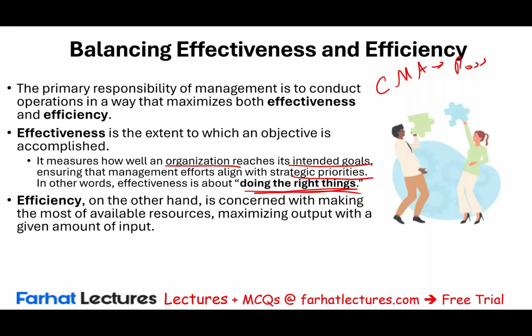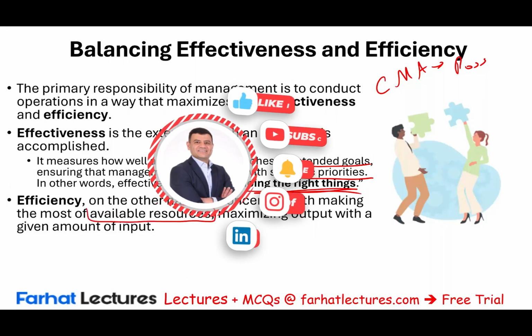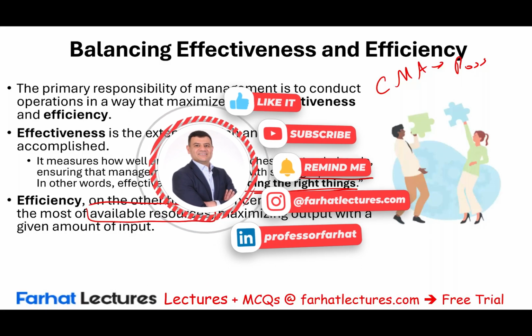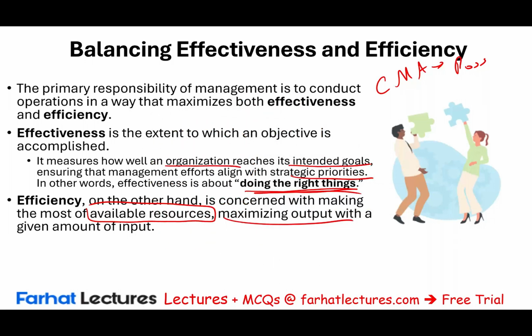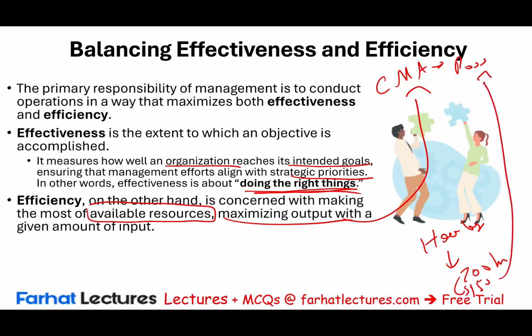Efficiency, on the other hand, is concerned with making the most of the available resources, to maximize output with a given amount of input. What does that mean? Going back to the CMA exam, passing the exam is good. That's the objective. How long did it take you? Now, the shorter, the more efficient you are. So if one student studied 200 hours and passed and the other one studied 150, now the 150 is more efficient, although both of them passed.